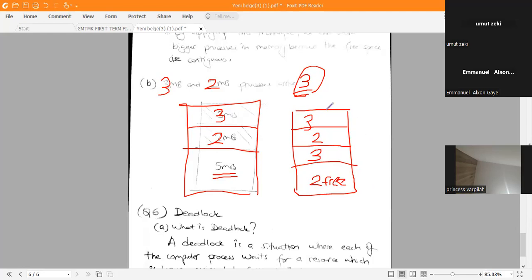Okay. So let's say this one is finished execution. Okay, so this remains. What will happen in this case? I have to put this 3 after that, okay? And still I have 4 megabytes of contiguous space. So this is how compaction works.